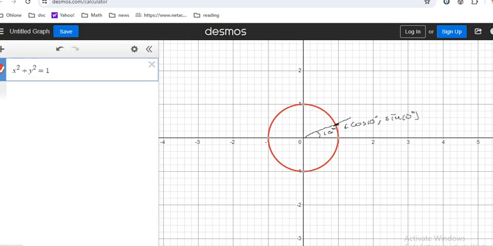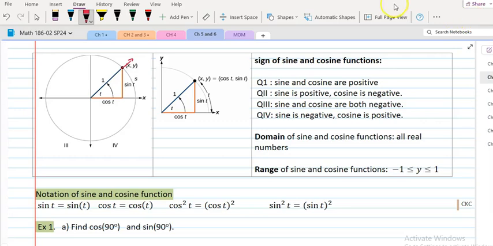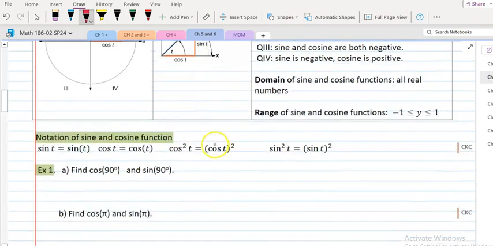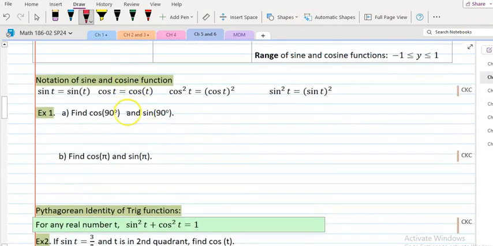But there are several angles where I can accurately tell the x and y. They are called quadrantal angles. So let us go back to the notes. So, what are those angles? Quadrantal angles are the angles that fall on the x-axis and y-axis.